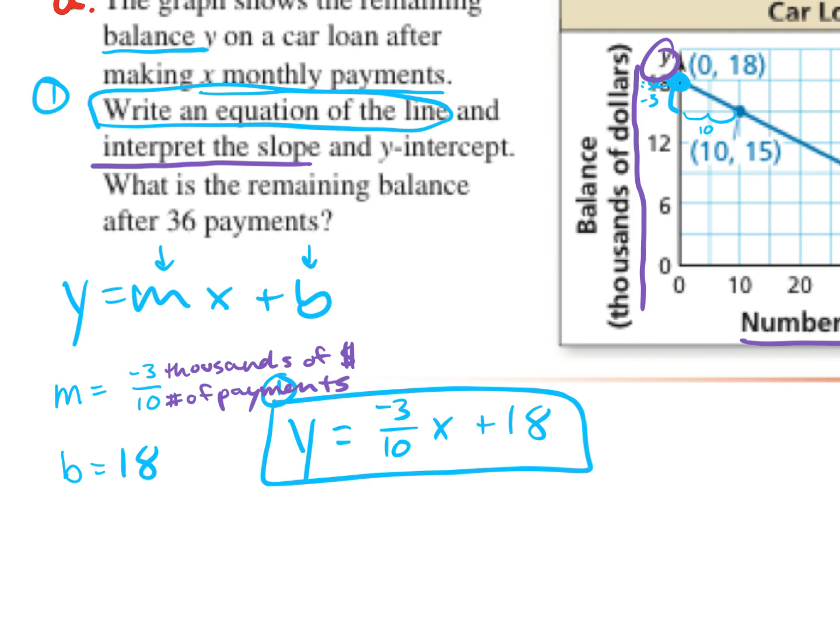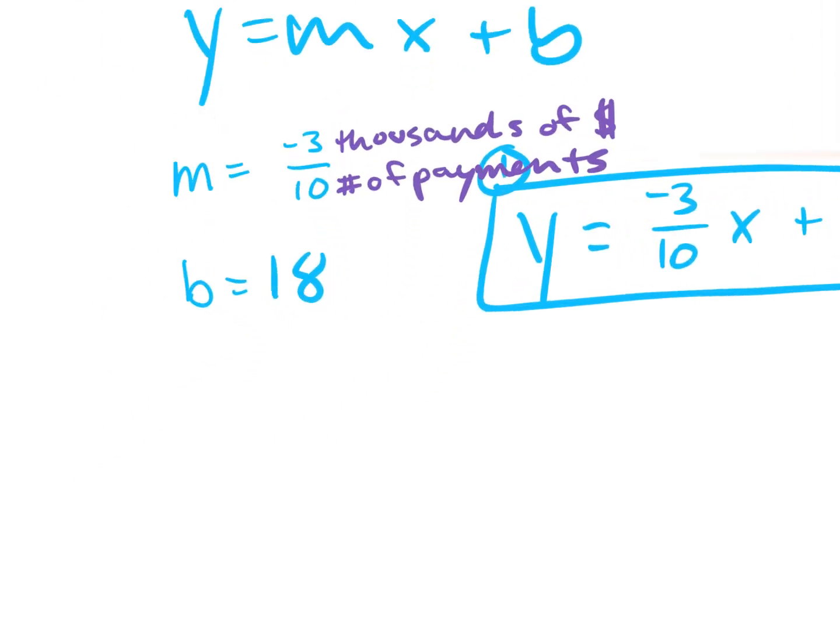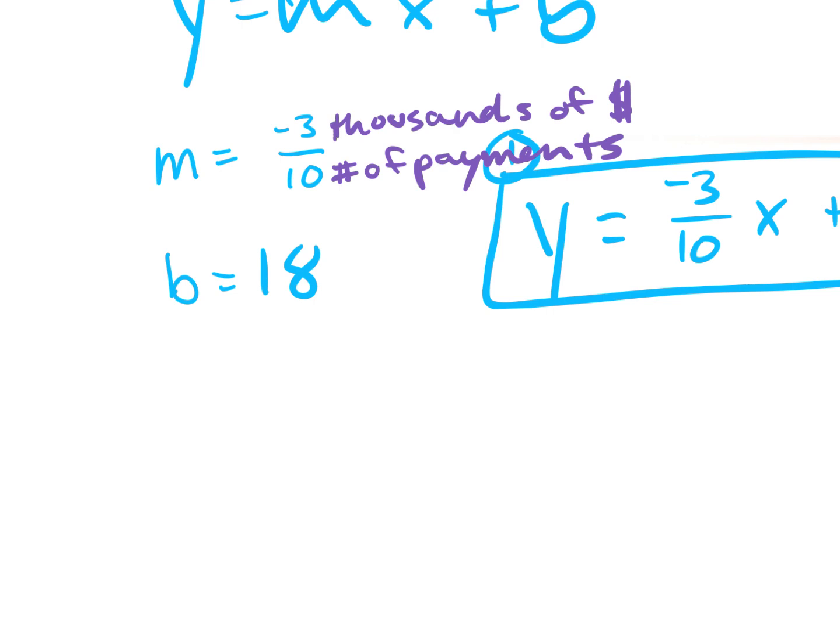So our balance, do you think it's increasing or decreasing for the balance of our car loan? What's our graph doing? Decreasing. So our balance is decreasing $3,000 every 10 payments. Let's find out when we divide these how much it's decreasing each payment. So we want to actually divide our slope to find out what it's doing each payment.